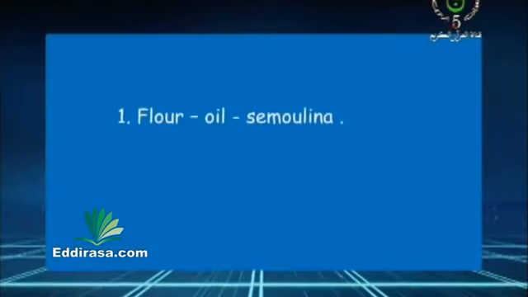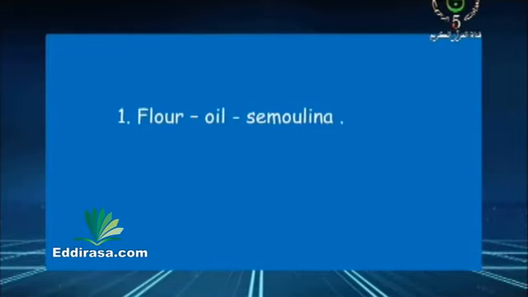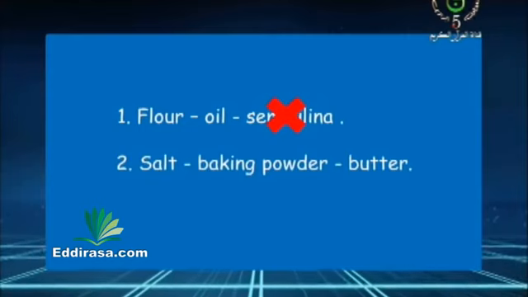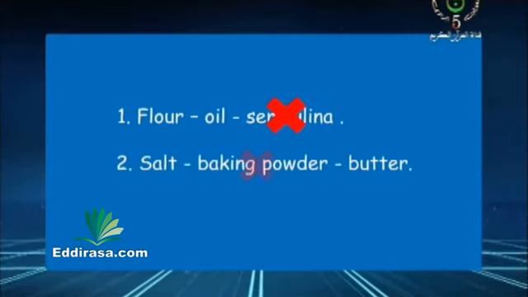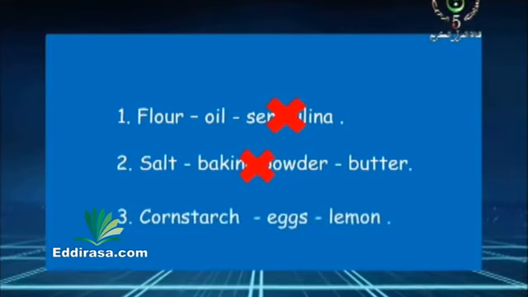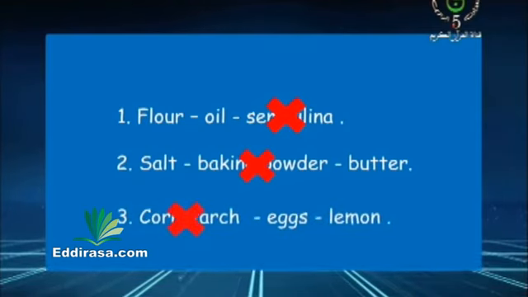For number 1, you have to cross semolina. For number 2, you have to cross out baking powder. For number 3, you have to cross cornstarch.